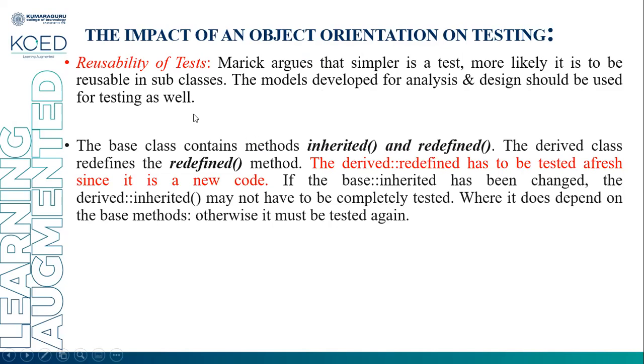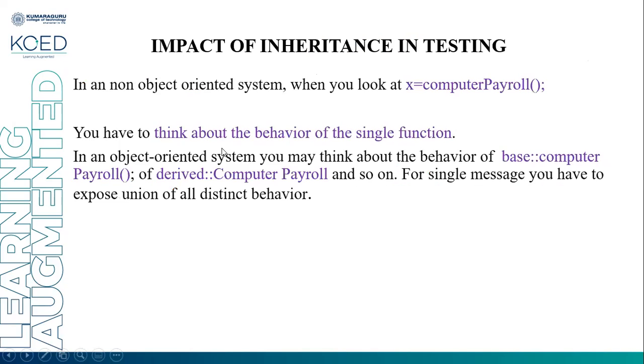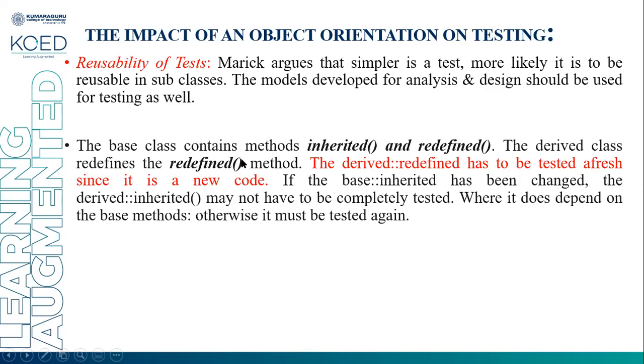For example, if you take inheritance, your base class contains two methods: one is inherited, another one is redefined. A derived class redefines the redefined method. The derived class actually inherits the method and redefines the method named redefine. So the derived redefined has to be tested afresh since it is new code, because the redefined method is declared in the base class and inherited by the derived class. That's why the derived redefined has to be tested afresh since it is new code.